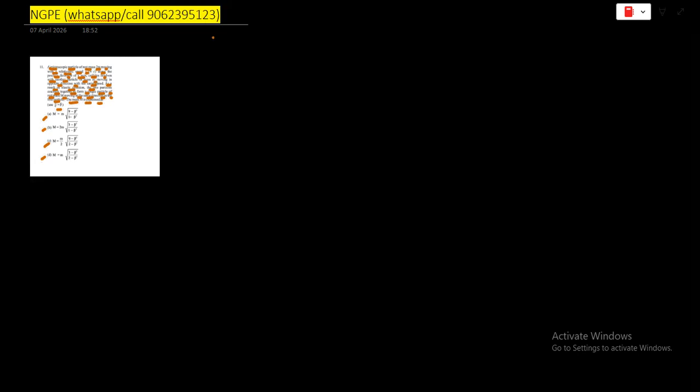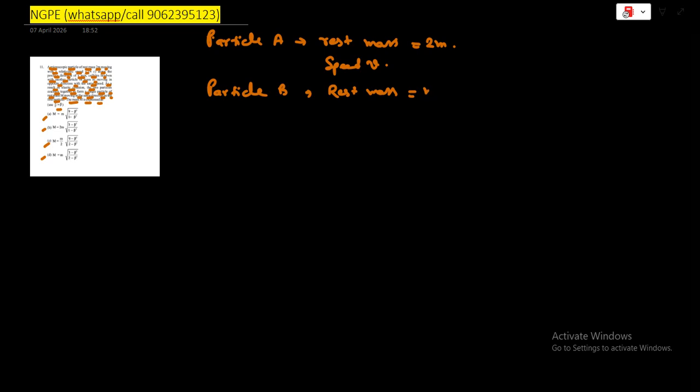Listen up. Today we have two particles, right? Now imagine two particles are having a very bad day. For particle A, the rest mass is 2m, and it is zooming to the right at the speed v. And for particle B, the rest mass is m, and it is zooming to the left at the same speed v.